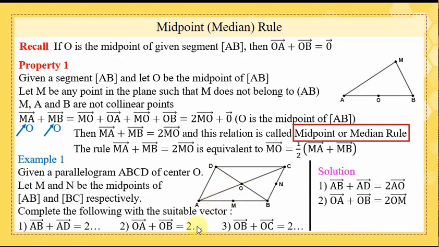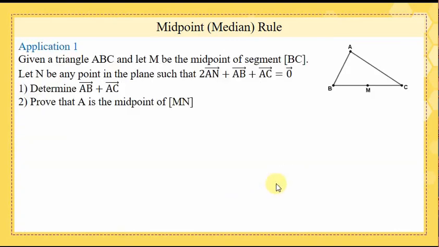Part 2, OA vector plus OB vector. Here is OA vector, here is OB vector, and M is the midpoint of AB. So OA vector plus OB vector is equal to 2OM vector. Part 3, OB vector plus OC vector. Here is OB vector, here is OC vector, and N is the midpoint of segment BC. Then OB vector plus OC vector is equal to 2 multiplied by vector ON.